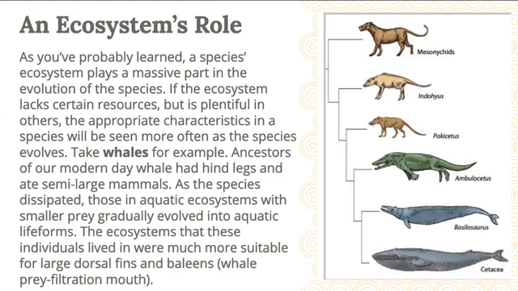As the species dissipated, as in grew apart, found different ecosystems, as it spread apart across the continent, you can see that those aquatic ecosystems were found by a few of these dog-like creatures, these ancestors of our modern-day whale. And as they found these aquatic ecosystems with smaller prey, they gradually evolved into aquatic life forms. And this is for many different things. And we already covered natural selection, right? But these dogs were not as suited as other mammals were.